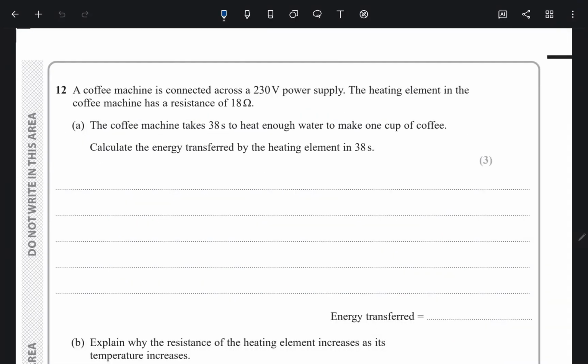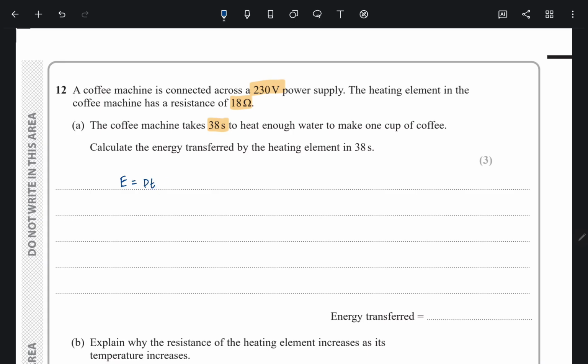Question 12 says, a coffee machine is connected across a 230-volt power supply. The heating element in the coffee machine has a resistance of 18 ohms. The coffee machine takes 38 seconds to heat enough water to make 1 cup of coffee. Calculate the energy transferred by the heating element in 38 seconds. So we want to find the energy transferred. The energy transferred is equal to the power times the time.